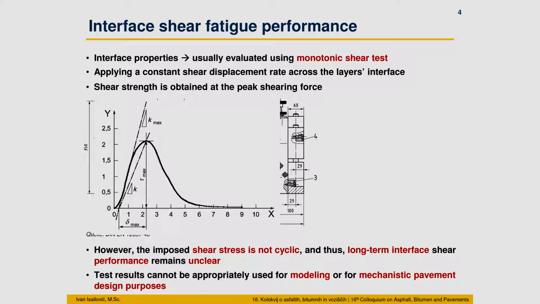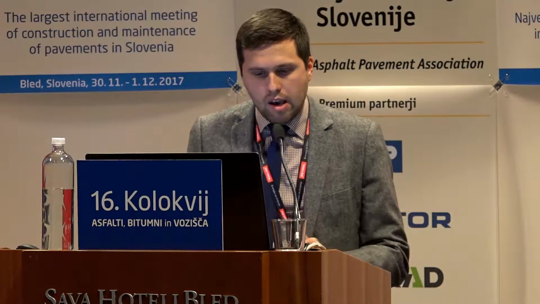Interface properties are usually evaluated in the laboratory using a monotonic shear test. You can see this shear test in this figure, and we apply a constant shear displacement rate across the layer interface. As a result of this test, we obtain the shear strength as the peak of the shearing force, and this parameter is usually used for evaluation. But this shear stress is not cyclic, and therefore long-term shear performance remains unclear.